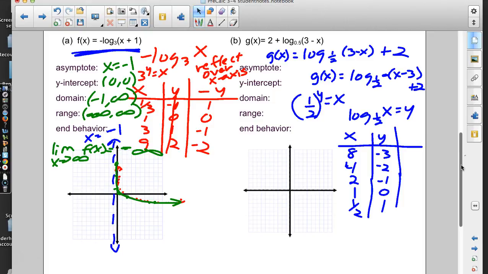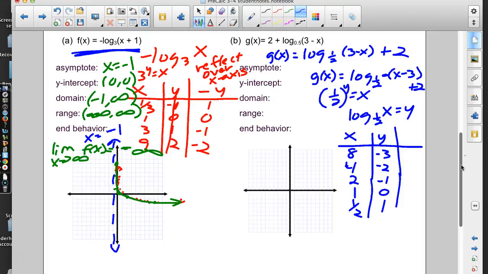Oh, well, I'm going to need that space later, so I'm going to move that over. But this one had a reflection. Over what? Y axis. Because it was in front of the x here. When you reflect over the y-axis, what do you make negative? The x's. So this table actually needs to go out this way so we can get a negative x.